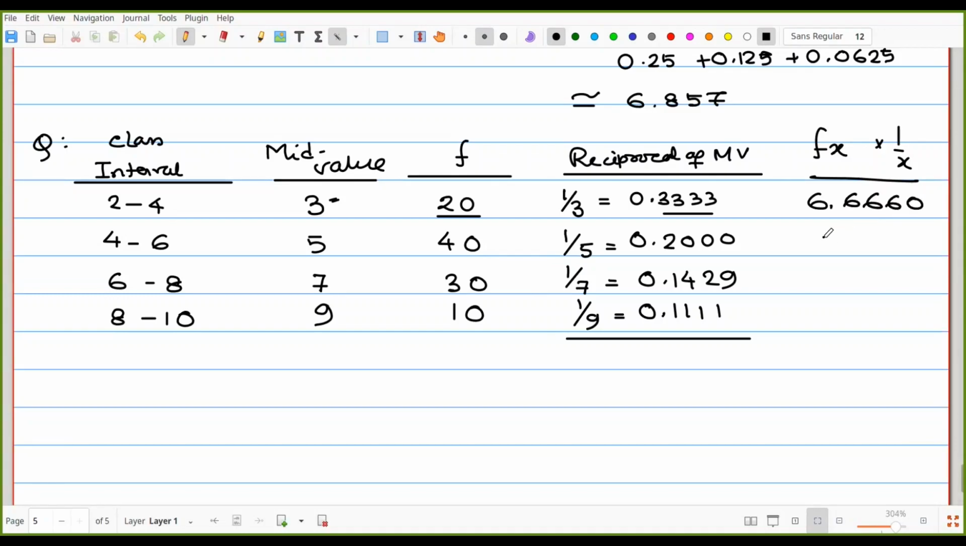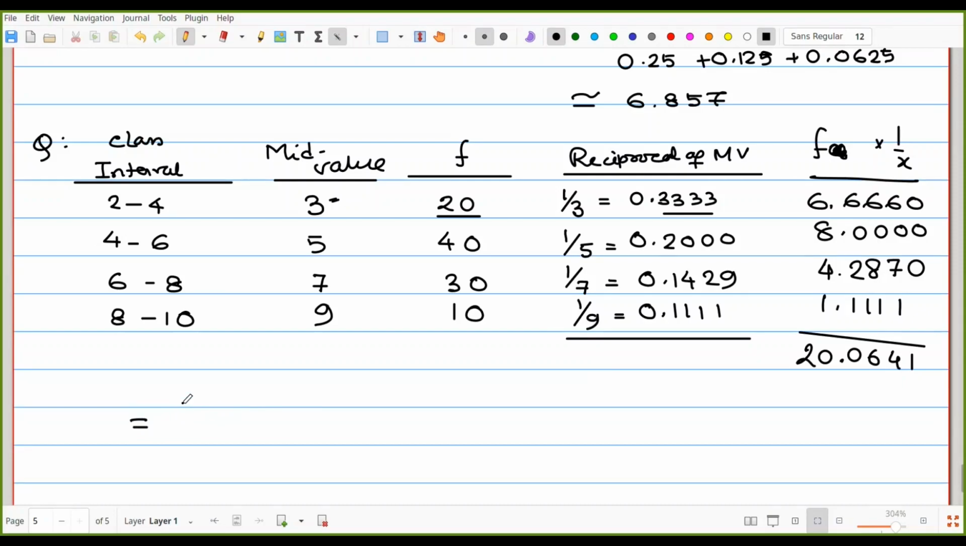6.6660. It would be better for you to write it down as f. Next one, 40 into 0.2 is 8.000. The next one is 4.2870, then 1.1111, and the complete result is 20.0641.